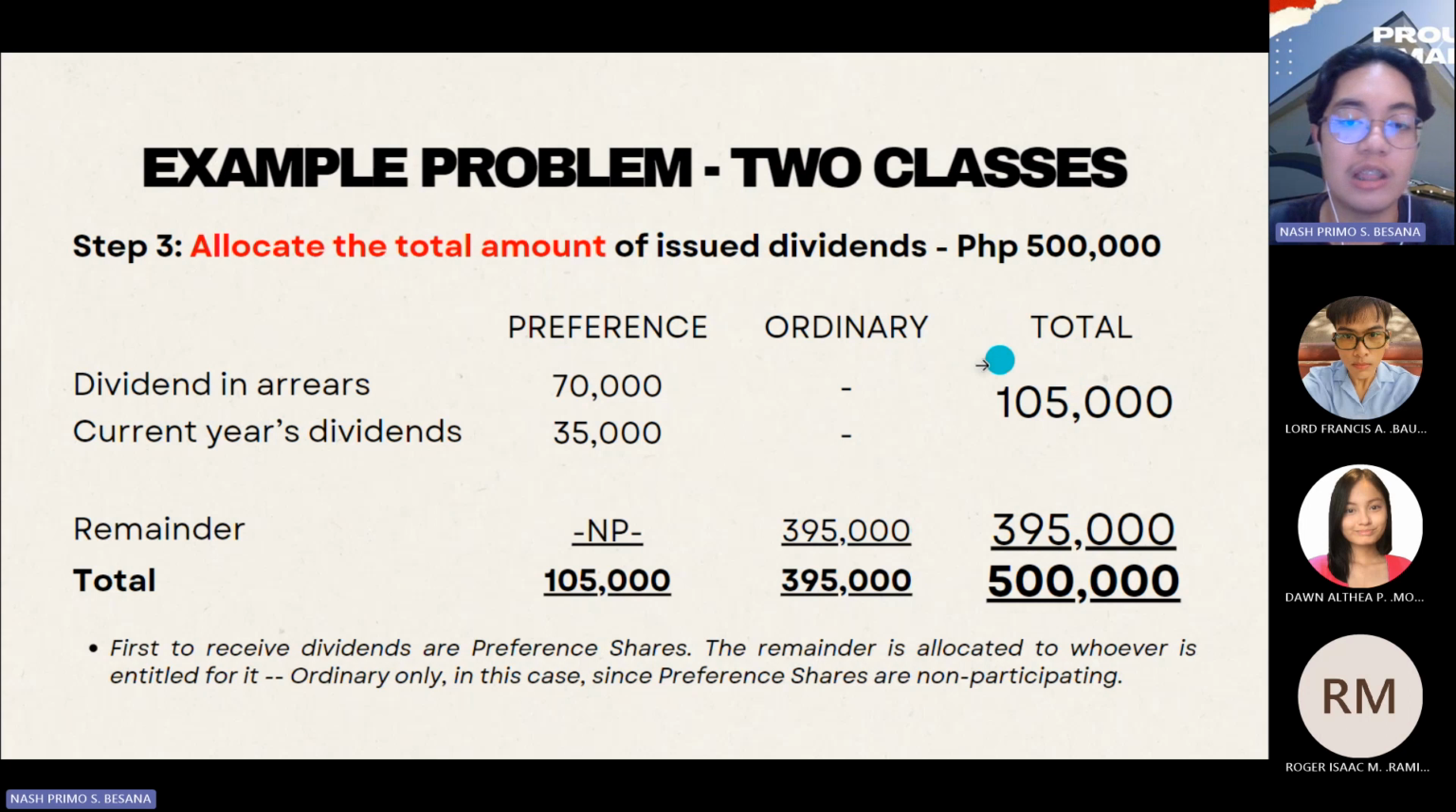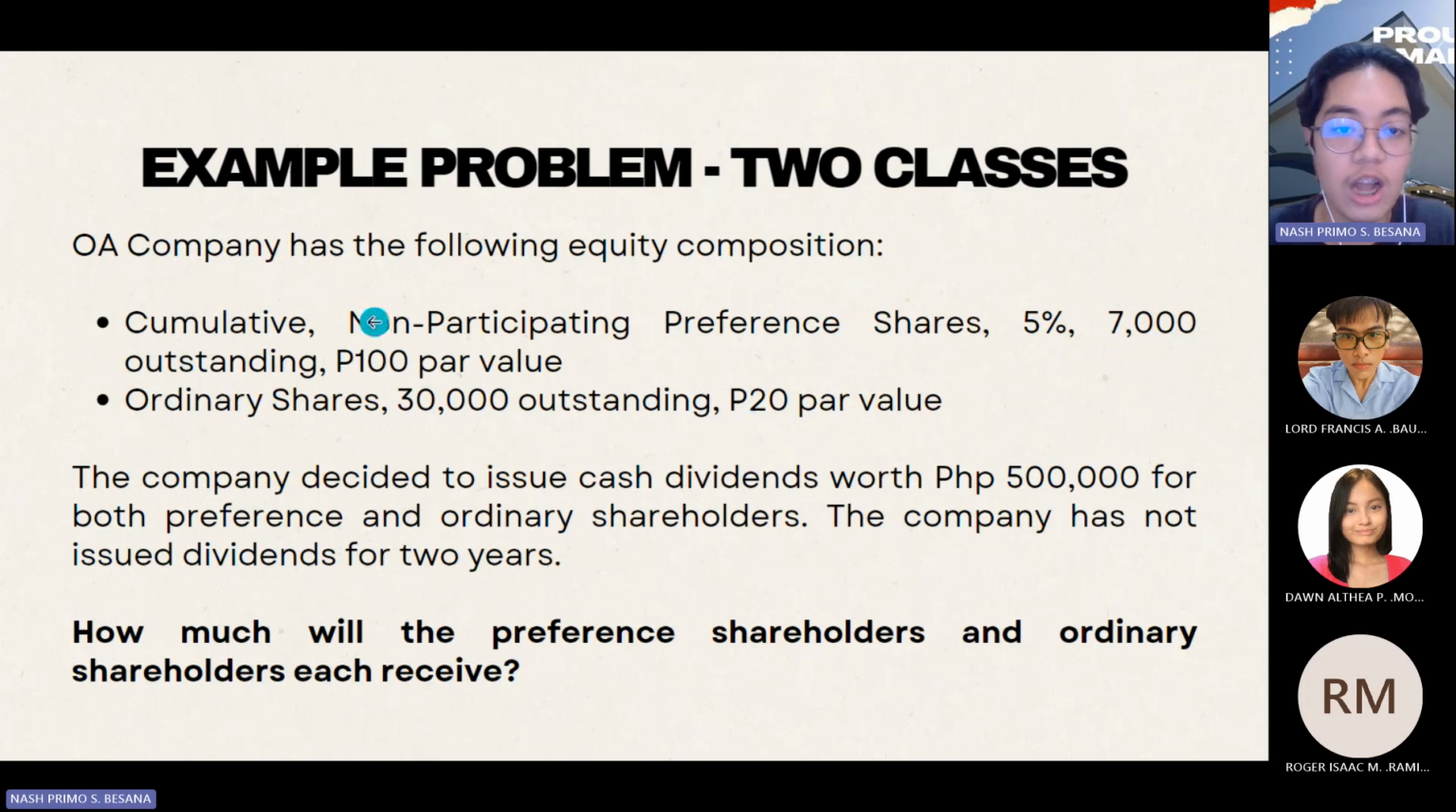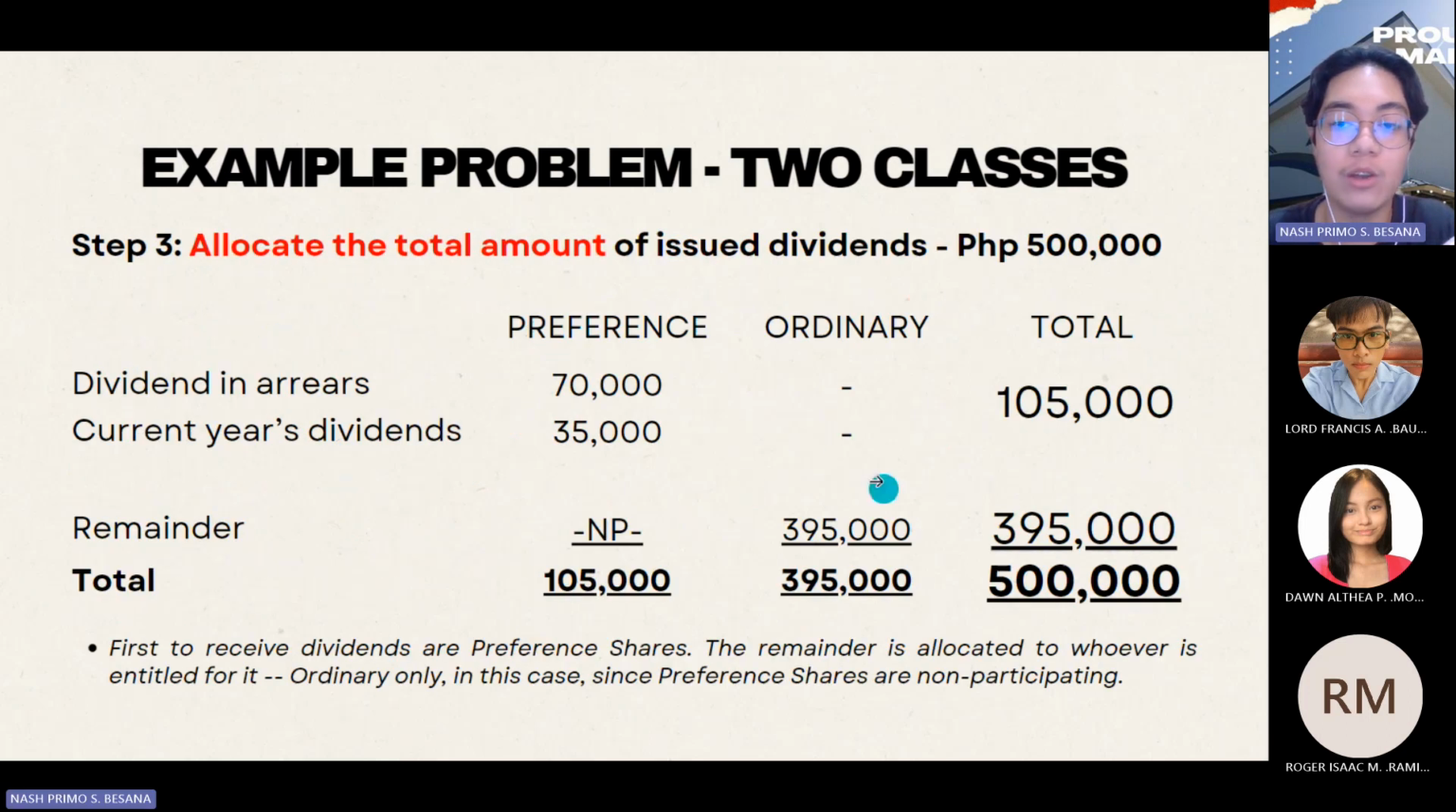But hindi pa naman doon nagtatapos yung computation natin since yun nga 105,000 pa lang yung na-allocate. Ang total daw is 500,000. So anong gagawin sa natirang 395? So based nga dun sa type ng preference shares, dun tayo magbabase. Ang nakalagay here, non-participating. So ang rule nga kapag non-participating, lahat ng excess kay ordinary. So yung 395 na yun, lahat na yun ibibigay kay ordinary. And then sa remainder, walang matatanggap si preference kasi nga hindi raw siya sasali, non-participating. So naka-NP yan, so basically zero lang yan.